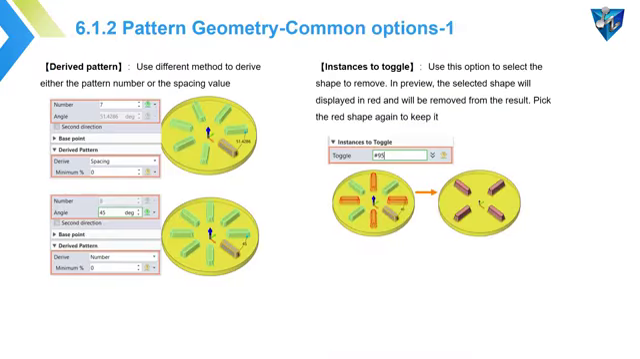And there are some common options in pattern commands. First one is derive the pattern. This option is indispensable in circular pattern, which means you can create pattern only by pattern number or pattern space, and the other parameter will be calculated automatically. Next option is toggle instances. This one is easy to understand. We can use it to select the shapes to remove.